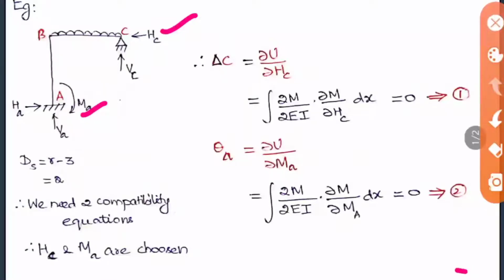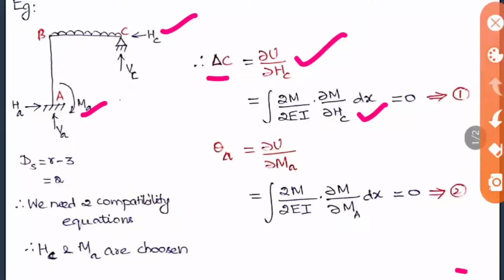Okay, so the delta C I have taken, so it is ∂U/∂Hc. So we know that U is equal to M square by 2EI. So when you take the derivative, M square will become 2 into M into ∂M/∂Hc, because we want to again differentiate that. Okay, so the formula becomes like this.